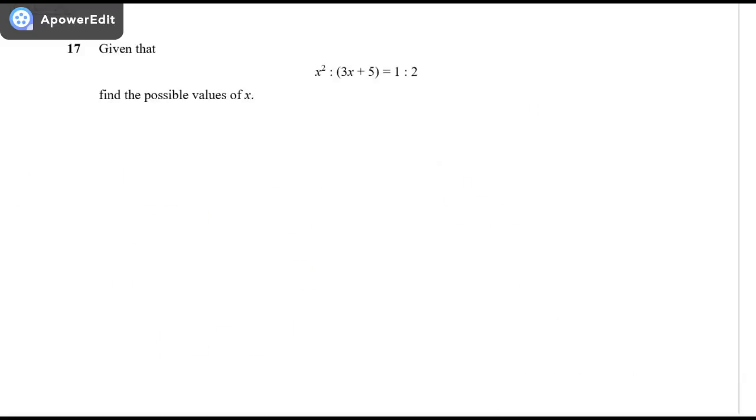Okay, for question number 17, you can see this is a ratio question. I can explain a little bit. If you have a ratio like 4:5, you can write it down as 4/5, it's the same thing, isn't it? So I'm going to do the same thing here.